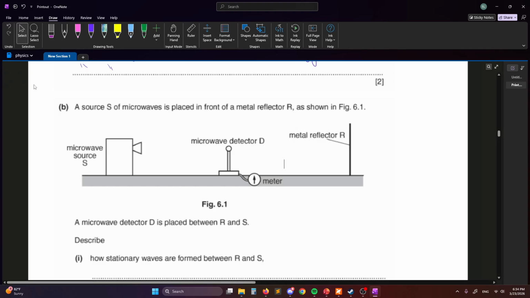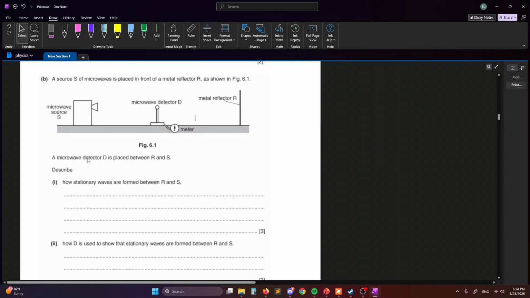All right, so next problem. A source S of microwaves is placed in front of a metal detector as shown in figure 6.1. Let me zoom this out. A microwave detector D is placed between R and S. Describe how stationary waves are formed between R and S.